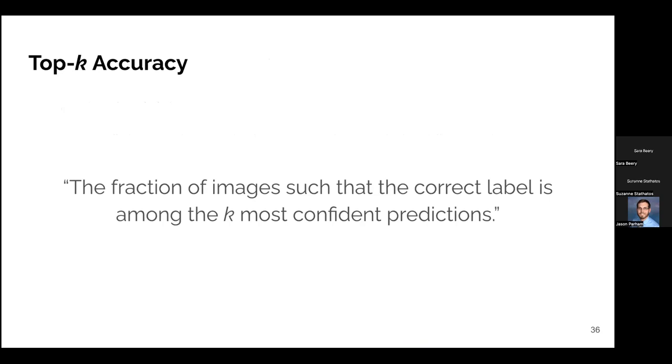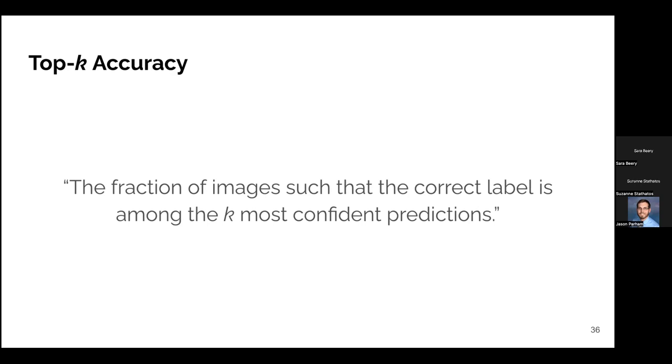And so the big metric here is top K accuracy. The top K accuracy is the fraction of images such that the correct label is among the K most confident predictions. So to unpack this a little bit, when you put in an image, your model will give you a value for every class. And you can sort them from high to low. That's a listing of classes that it thinks are correct from most confident to least confident. And then you take the top K of those and you see if the label is in there.